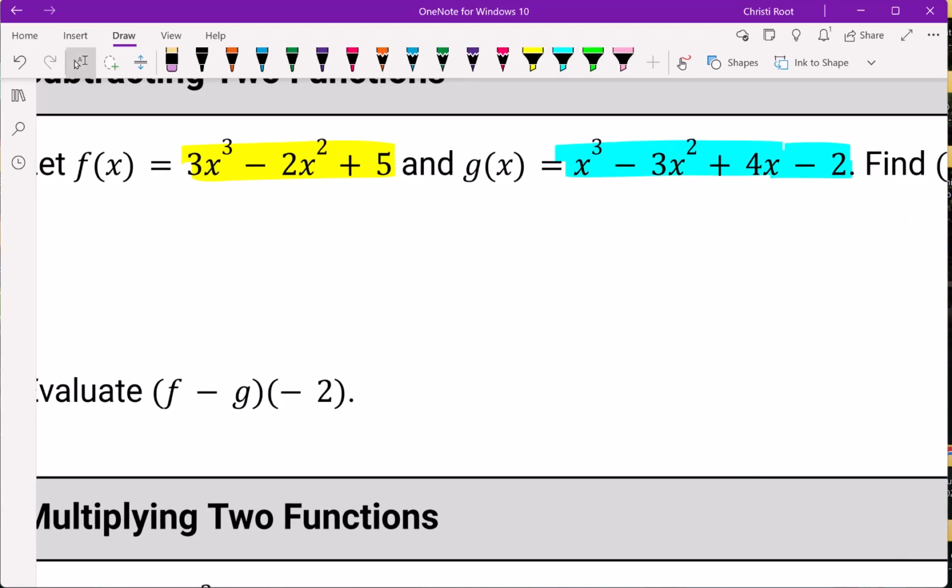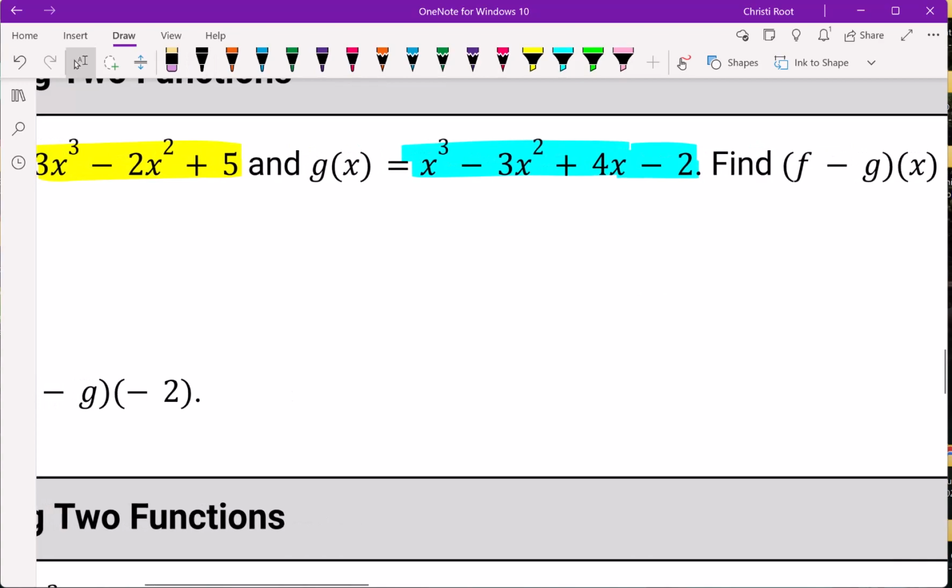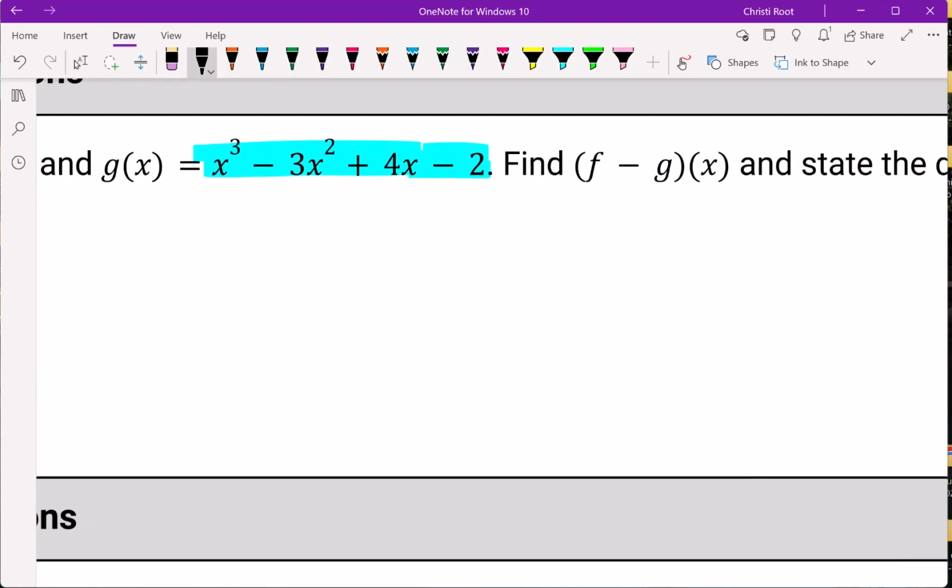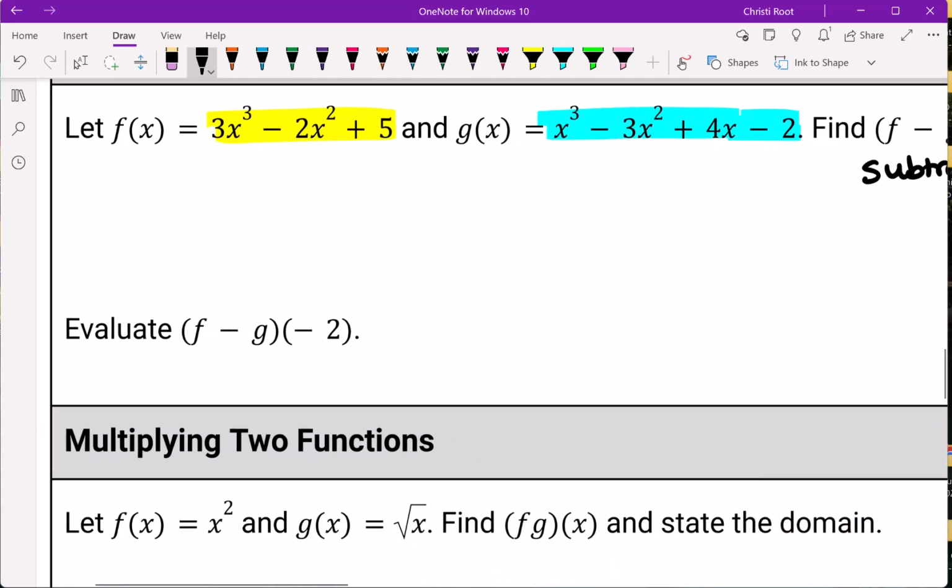These are cubic equations, so they have that roller coaster kind of pattern to it. I want to subtract them because it says f minus g. So I'm going to subtract, and I'm going to write something that makes more sense. I'm going to say f of x minus g of x. So if you see f minus g, it just means take f of x and subtract g of x.